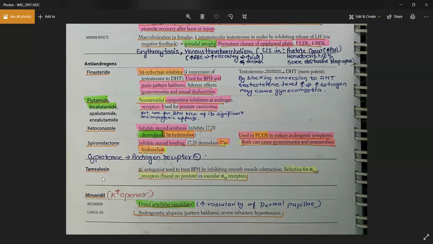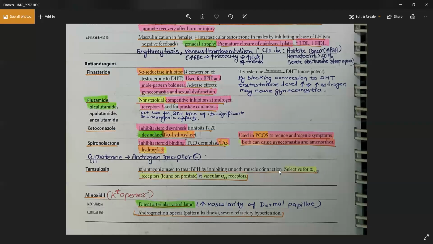Then you have tamsulosin, and also prazosin and terazosin, which are all alpha-1 antagonists. We have discussed that already, right? Tamsulosin is a selective alpha-1A inhibitor. These receptors are found on the prostate, while the alpha-1B receptors are found on the blood vessels. So drugs like prazosin and terazosin inhibit both alpha-1B as well as alpha-1A, while tamsulosin inhibits only alpha-1A.